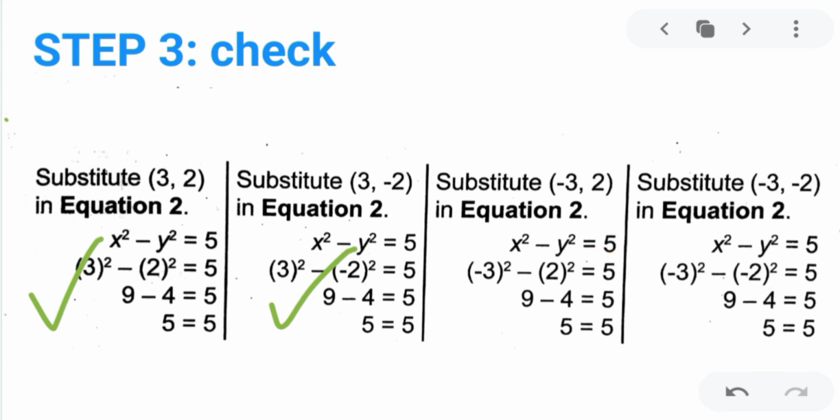Then substitute negative 3 and 2 in equation 2. x squared minus y squared equals 5. Negative 3 squared is 9. 2 squared is 4, equals 5. 9 minus 4 is 5. So this is true as well. Now, for negative 3 and negative 2 in equation 2, we have x squared minus y squared equals 5. Negative 3 squared is 9, negative 2 squared is 4, so 9 minus 4 equals 5. Therefore, this is true as well.